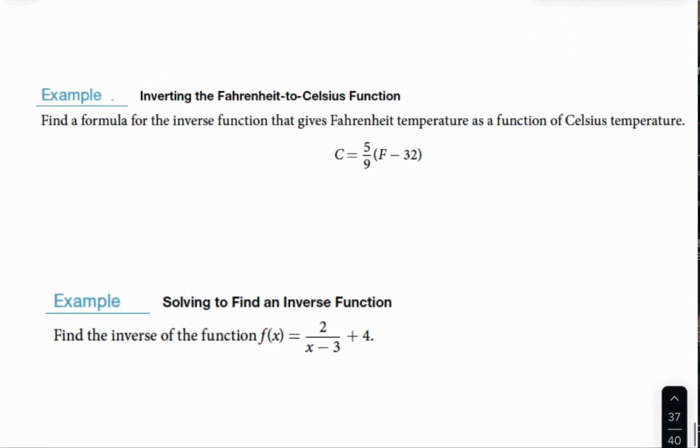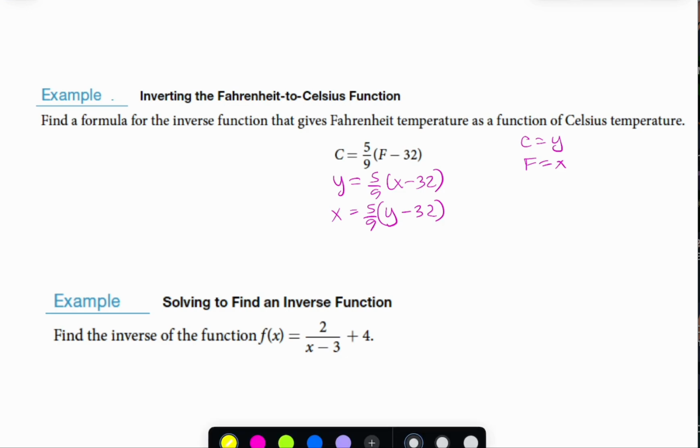So let's look at some functions and let's find the inverse. This is a formula that allows us to solve for the Celsius if we know the Fahrenheit degrees. And now let's think about the rules that we talked about on the last slide. We're going to switch the x and the y. We're going to solve for wherever the new y is sitting. So our new y is sitting right there. So we need to solve for that y.